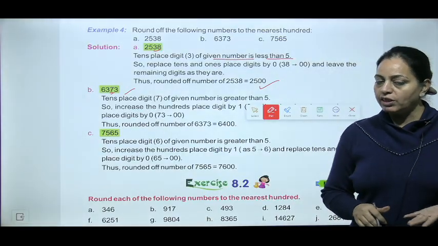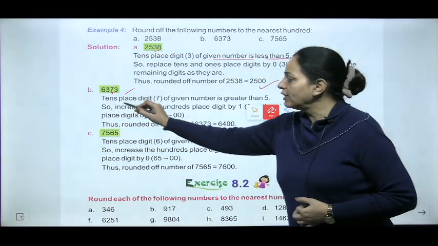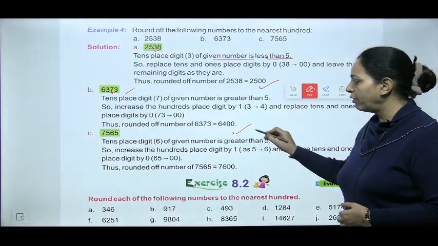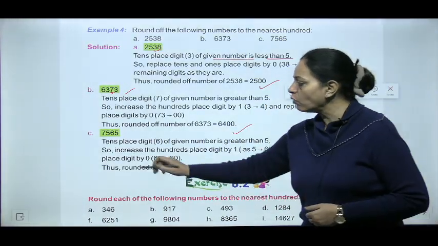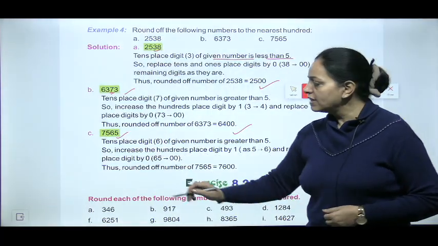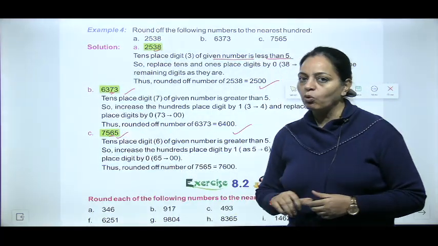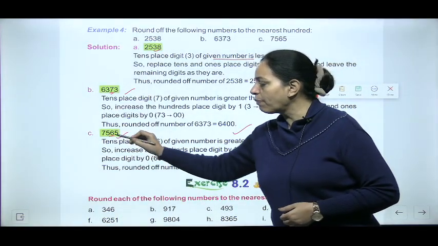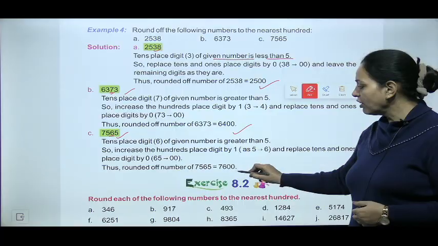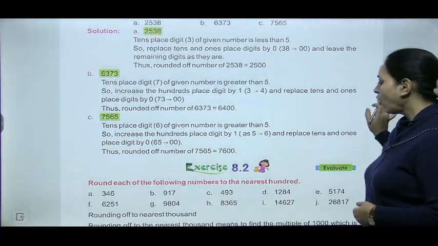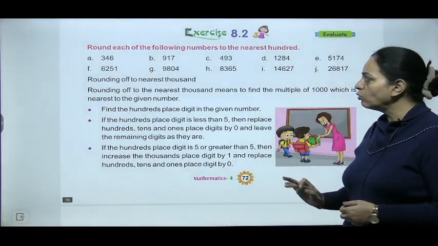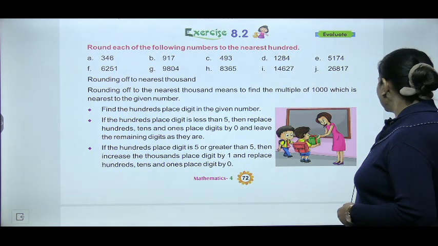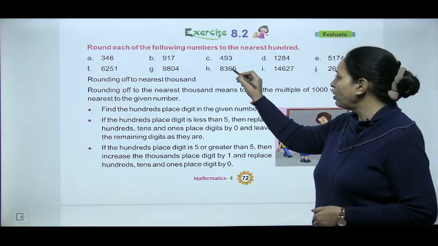100 digit को हम increase कर देंगे by 1 and these are 0, 0. So answer is 6400. Now C part 7565. See the 10th digit, which is 6 more than 5. So what to do? Make it 0, 0 and increase it by 1. Answer is 7600.